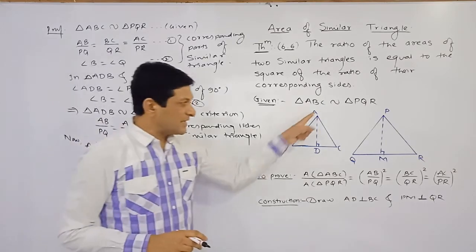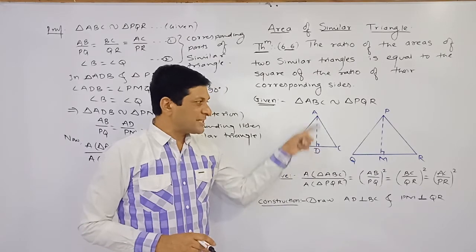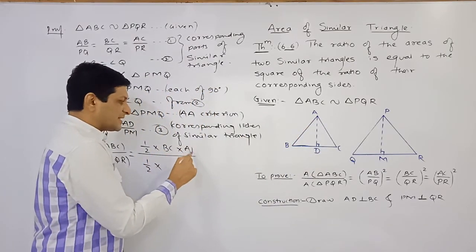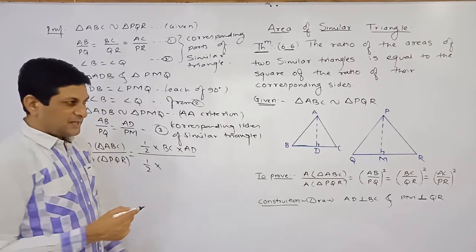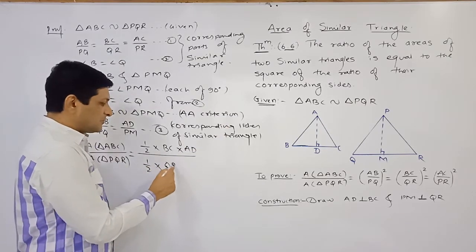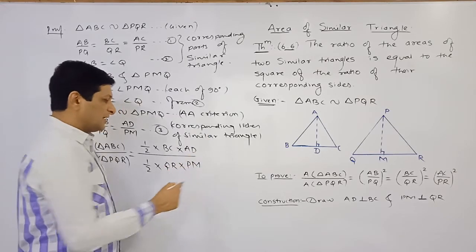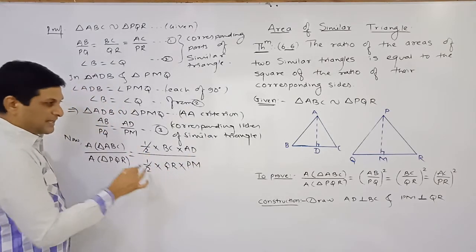For this triangle ABC, if I am considering BC as base, then AD will be the height. In the same way, in the next triangle PQR, if we are considering QR as base, then its corresponding height is PM. So here this half and half will get cancelled.